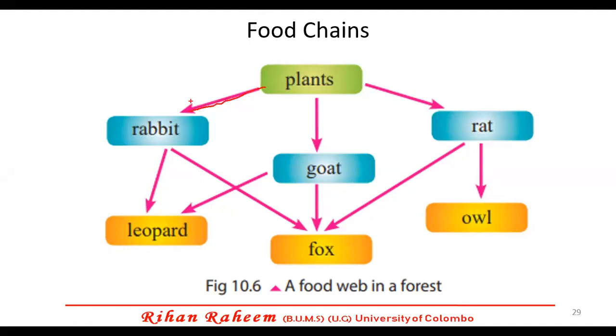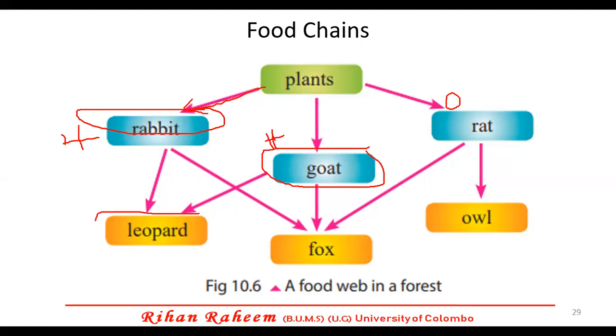Plant is there. Plant is eaten by the rabbit. Rabbit is what category? Herbivore, carnivore, or omnivore? It's falling under the herbivore. Then next example, goat. Goat is falling under herbivore. Then rat. Rat is an omnivore, because it can eat plants and sometimes it can even eat the flesh of other animals. We'll say omnivore.